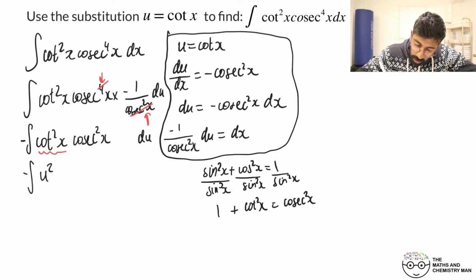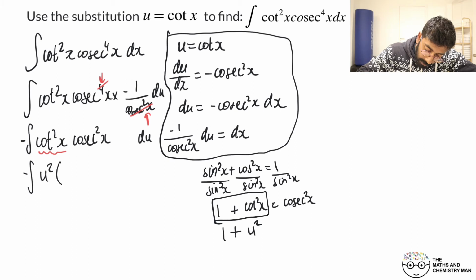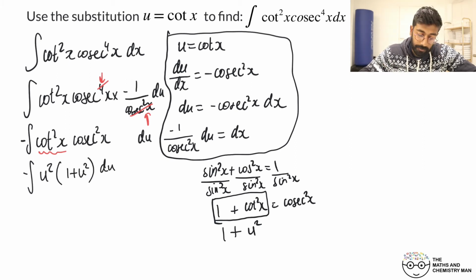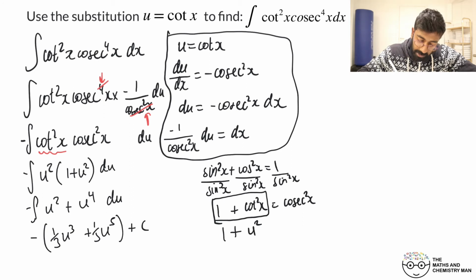And so cosec squared x is just 1 plus cot squared, which is 1 plus u squared, because that's our substitution. So we can pop that in here now. So 1 plus u squared, like this, du. And now let's expand that out. So we'll have u squared plus u to the 4 du. And now we can integrate this. So let's go. U to the 3, and then 1/3, and then that would be u to the 5 and a 5th in front of it. There we go, plus c.